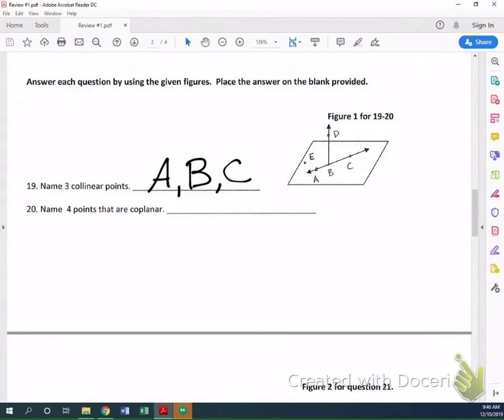All right, 4 points that are coplanar, so on the same plane. A, B, C, and D is not on that plane. Which one's on the plane? E, good. Remember, a plane is the flat surface, so it kind of looks like a floor tile. We want the 4 points that are on that plane. D is not on the plane, so don't pick D.